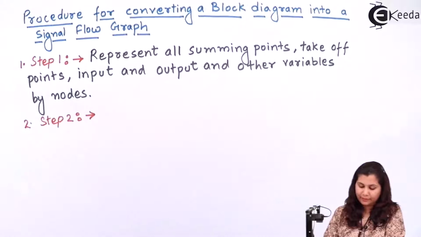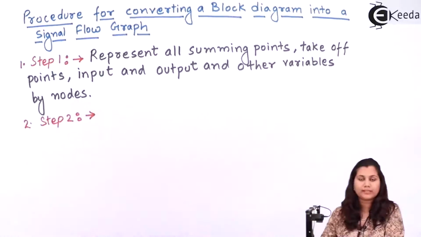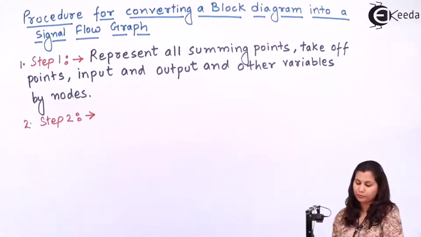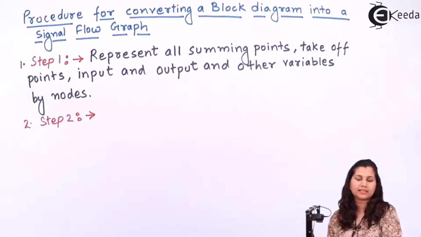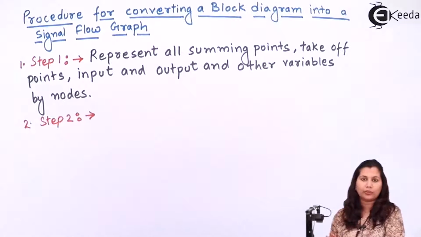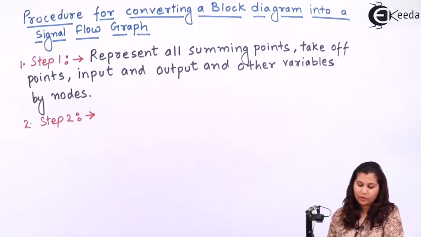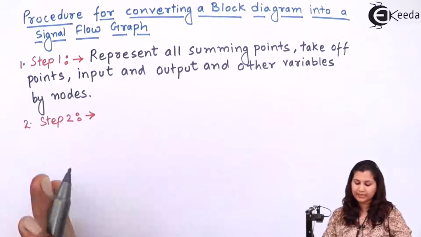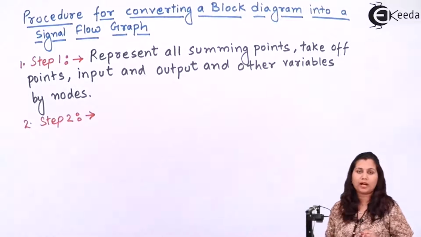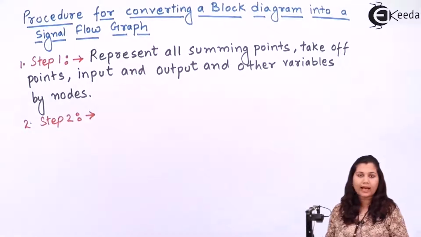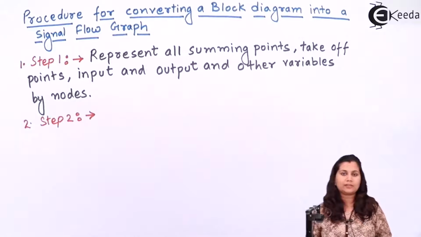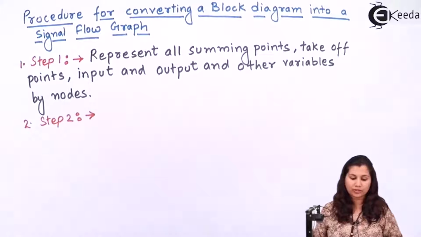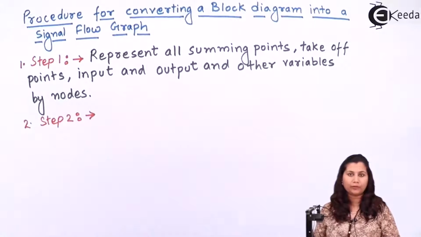In the second step, you have represented all the summing points, takeoff points, input, output, and all the other variables present in the system by a node. Now, draw an arrow and write the gain or transmittance, because you are connecting these nodes with branches. So each branch will have an arrow, and on that arrow write the gain or the transmittance, or you can say the transfer function, and this arrow will show the flow of signals through the system.